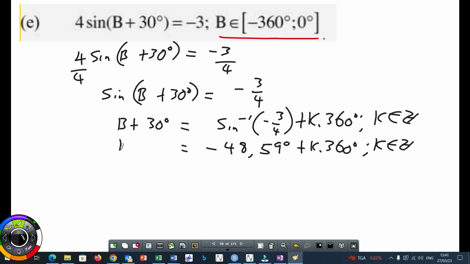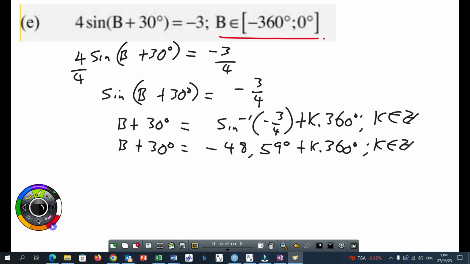Right, now I need to emphasize to all of you that this angle here that you get from your calculator, that's your reference angle. Okay? You don't have to convert it to a positive. Because this k times 360 here caters for both positive and negative values. So that's our reference angle.